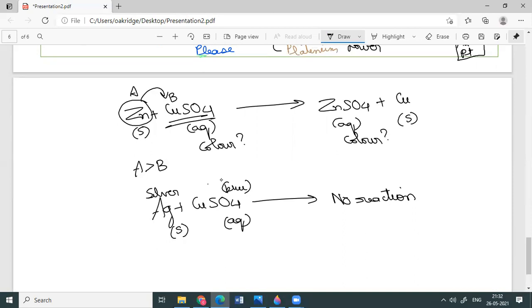So I want you all to go through more and more displacement reactions in the textbook. Always remember, you should check whether this single element is more reactive than the element which is present in the salt solution.